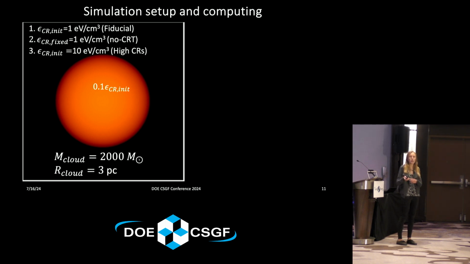And then we run a simulation where we just fix the cosmic ray energy density at 1 electron volt per centimeter cubed and don't model the cosmic ray transport. This is the standard way previous simulations have done it, and we just run this for comparison.